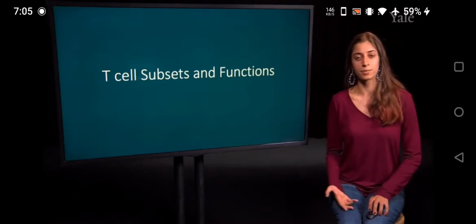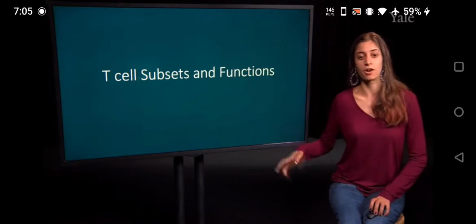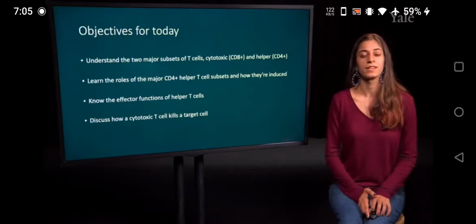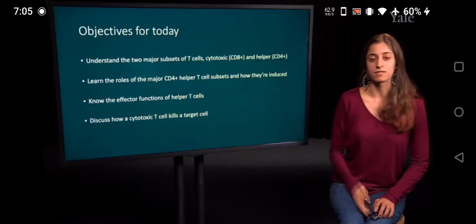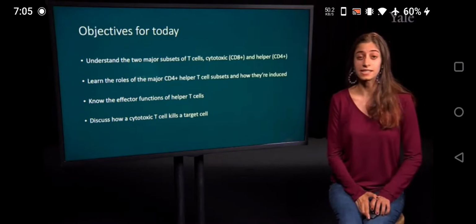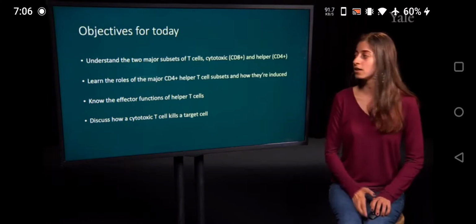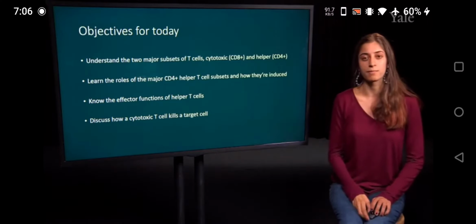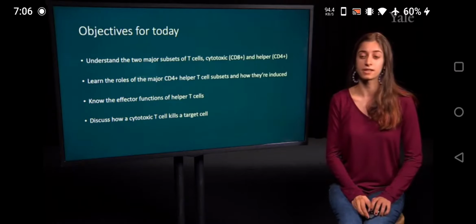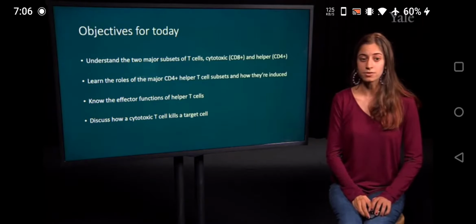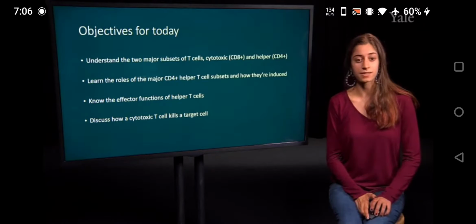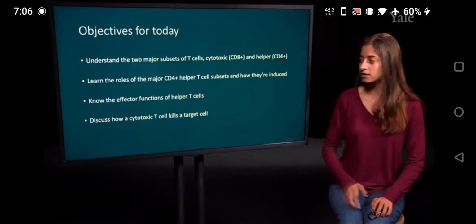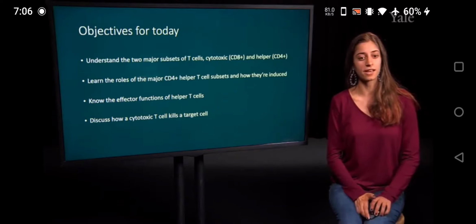Today, we're going to discuss the two major subsets of T cells, cytotoxic CD8 positive T cells and helper CD4 positive T cells. We'll then learn about the roles of the major CD4 positive helper T cell subsets and how they're induced. We'll also learn about the effector functions of these different subsets of helper T cells. And finally, we'll talk about how cytotoxic T cells can recognize and kill a target cell.